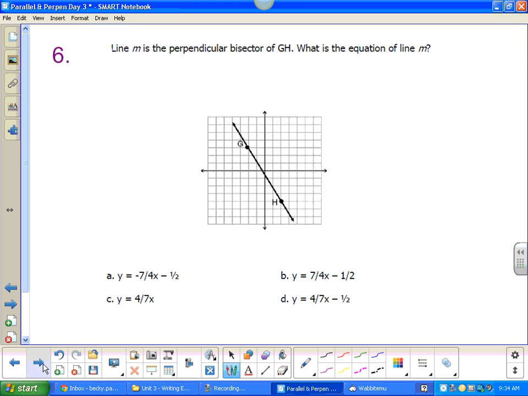Line M is the perpendicular bisector of GH. Bisector is fancy for midpoint. What is the equation of line M? So I have two very important words here: I have perpendicular and I have midpoint.